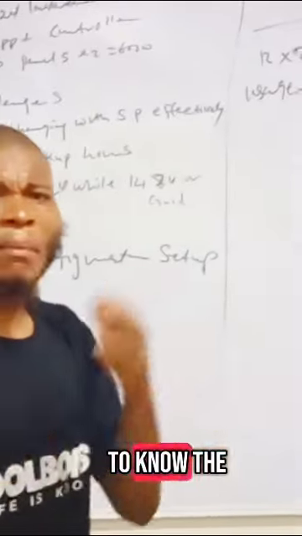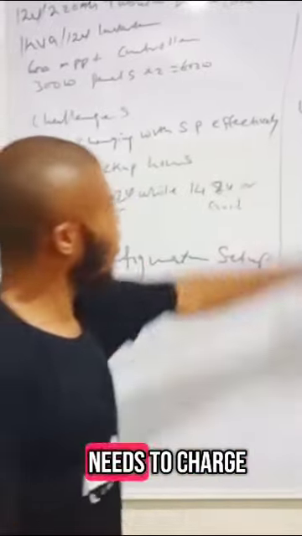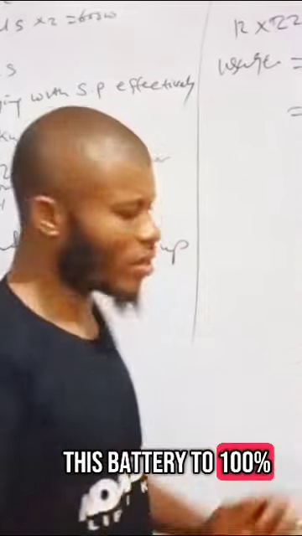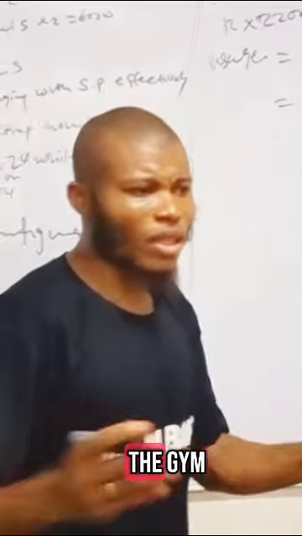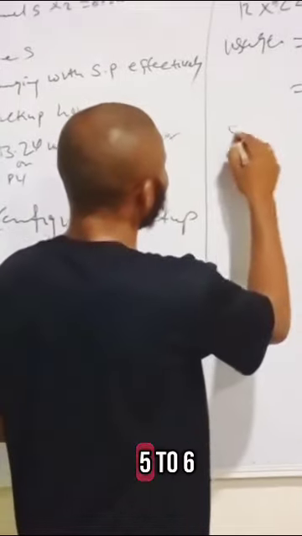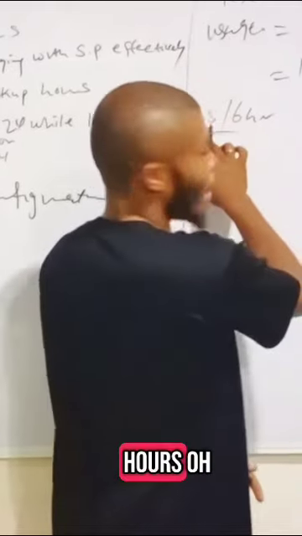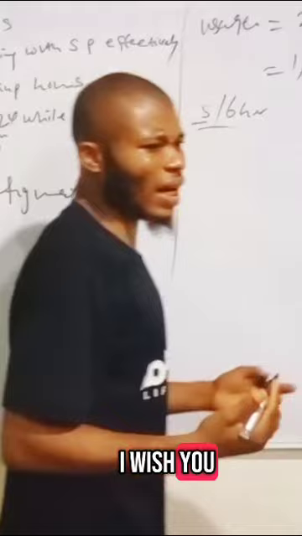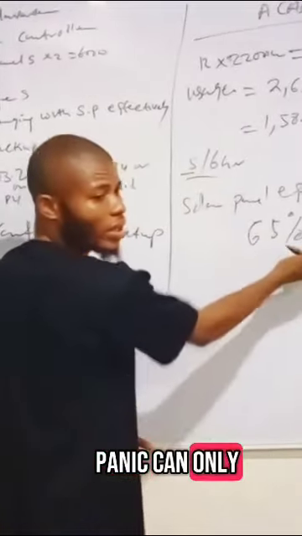Now we want to know the amount of solar panel which the customer needs to charge this battery to 100%. We have to look at the number of sun hours. How many sun hours do we have in Nigeria? We only have 5 to 6 hours. Now let's look at 5 hours of charging this battery. Are we together?